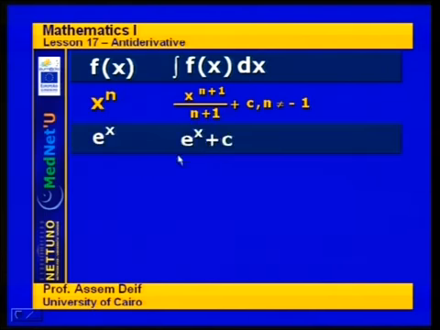And these actually are known. The integral of e to the x is e to the x. The integral of 1 over x, we said, is equal to ln mod x plus c, and x is not equal to 0, because 1 over x exists on the left and right hand side of the origin, and therefore x is not equal to 0.